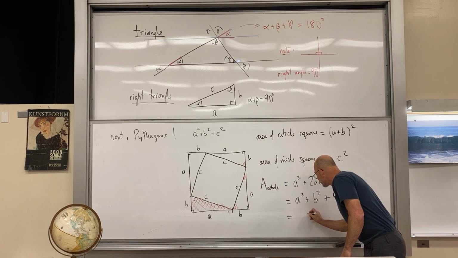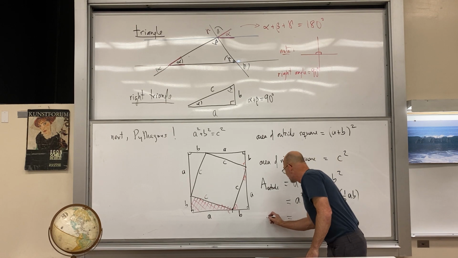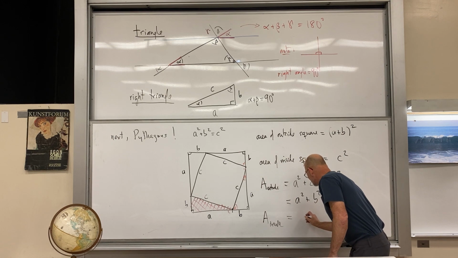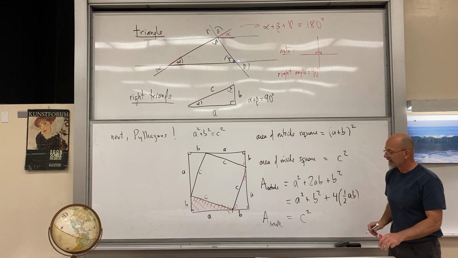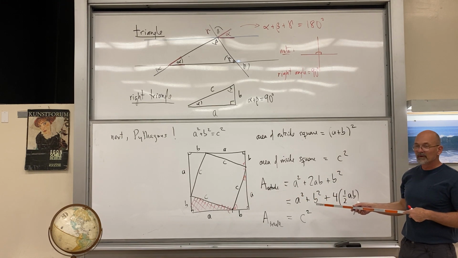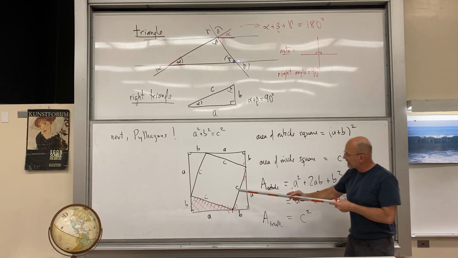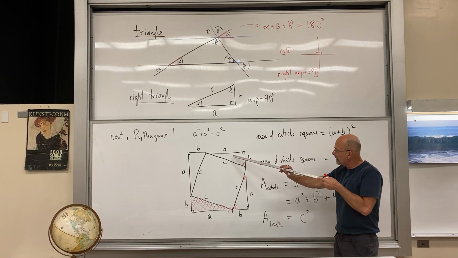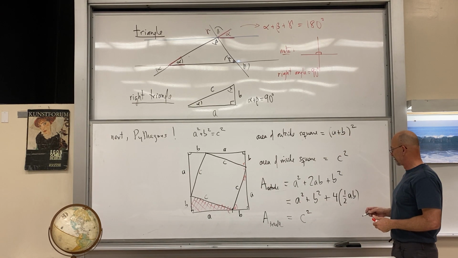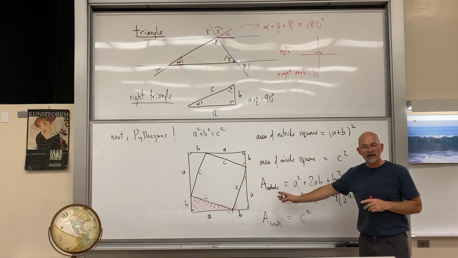the inside area is equal to c squared. So we got c squared, and a squared plus b squared is c squared, because we've got that c squared plus 4 of these outside ones. Okay, so that's a lot of fun, and we've demonstrated the theorem of Pythagoras now.